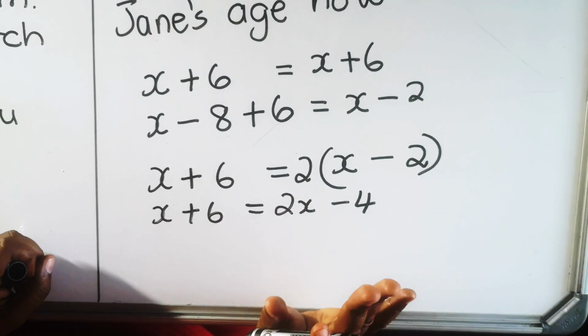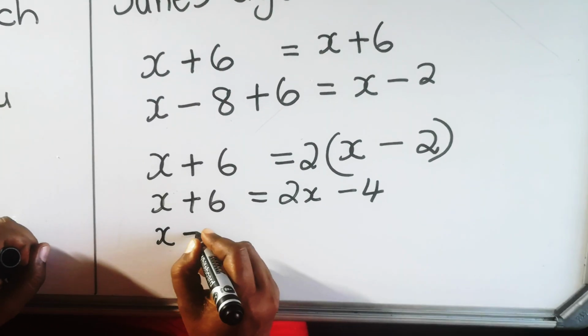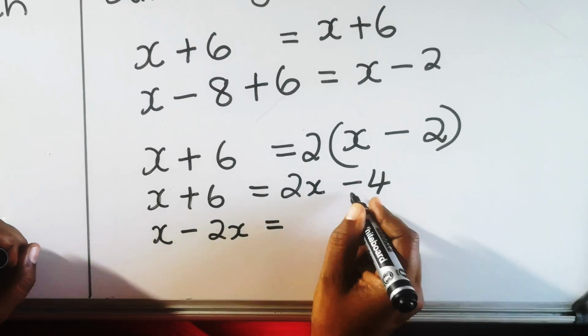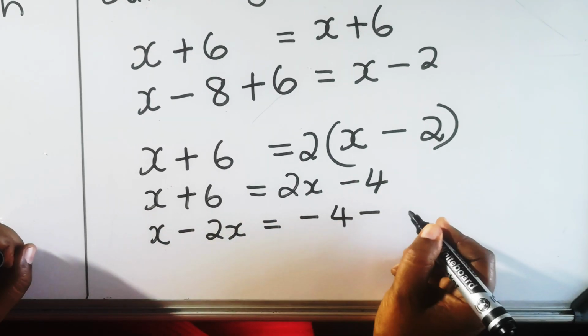Now we're going to solve for X. So I'm going to have X minus 2X, like terms together. And then minus 4 minus 6.